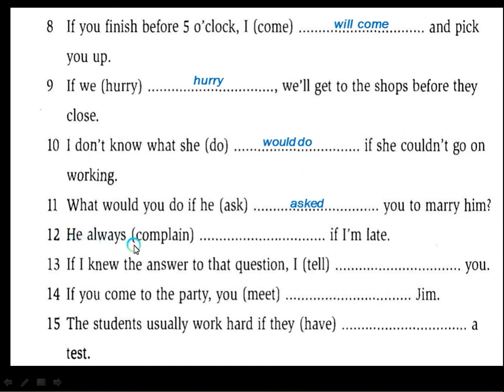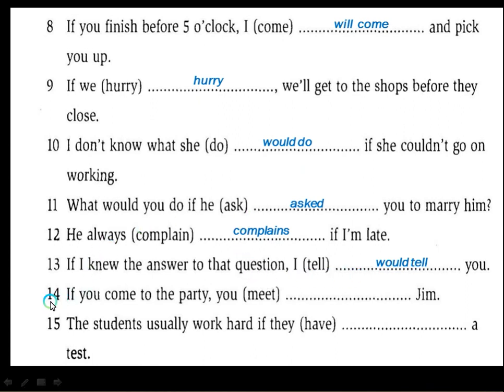Twelve. He always complains if I'm late. So this one is if I'm late. He always complains. So this one must be true. Because when late, sometimes it's important for him or for his work. So he always complains if I'm late. Thirteen. If I knew the answer to that question, I would tell you. Okay, the second conditional.